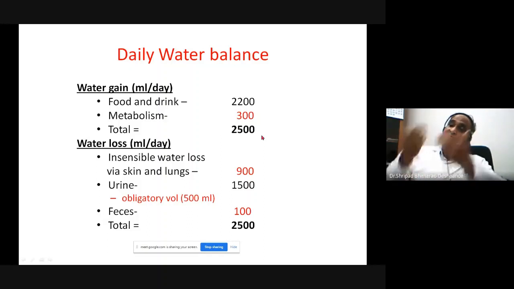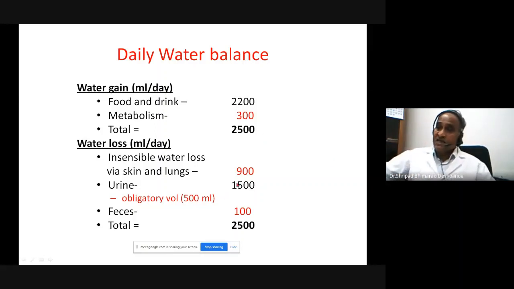What happens if you have an excess of water? What happens if you do not have enough water? That means we keep losing water. It may happen, for example, in diabetes insipidus, where water is lost. So what happens? Those are the things we have to consider today.